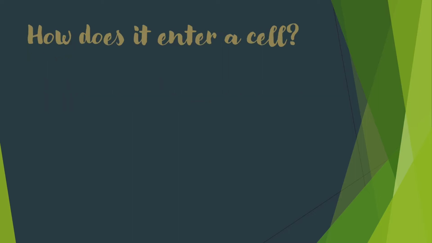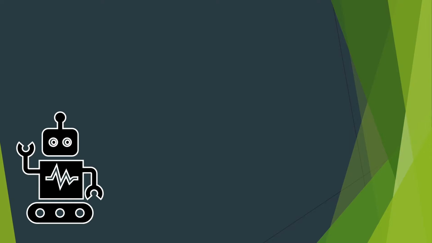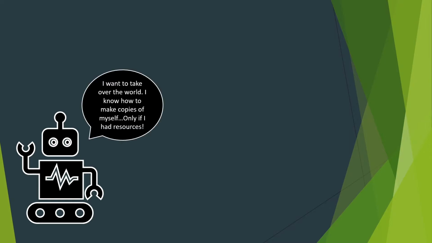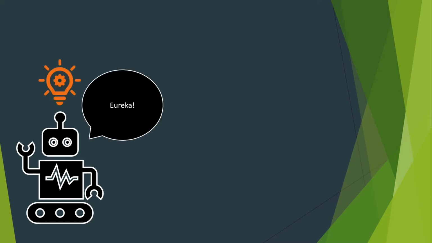How does it enter a cell? Here's a simple analogy to help you understand. Just imagine there's a robot which wants to take over the world and has instructions of how to make copies of itself, but unfortunately, it doesn't have the resources and machinery to make more of itself. The robot AI gets an idea.